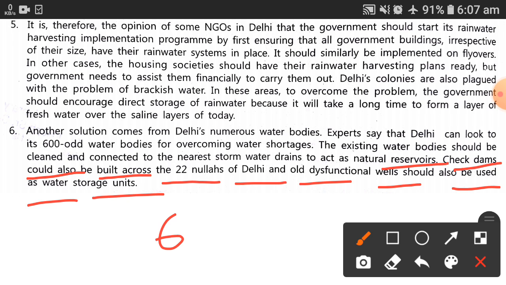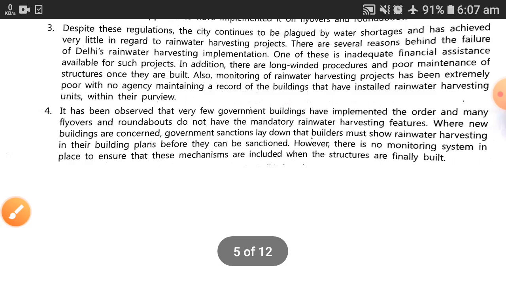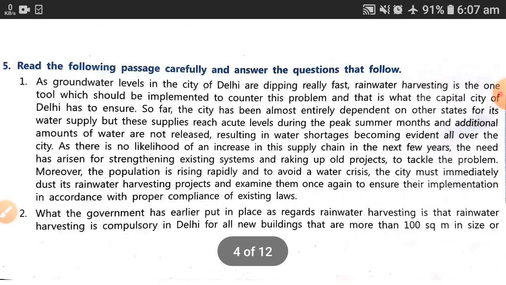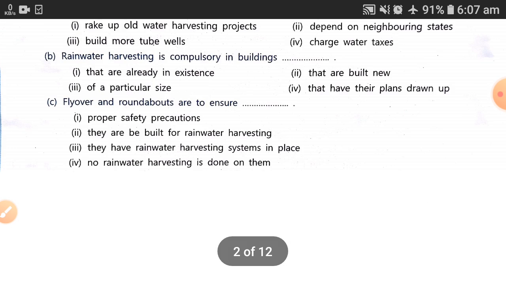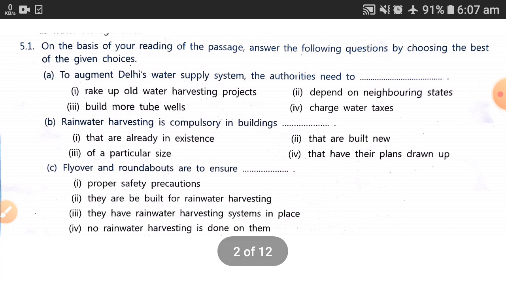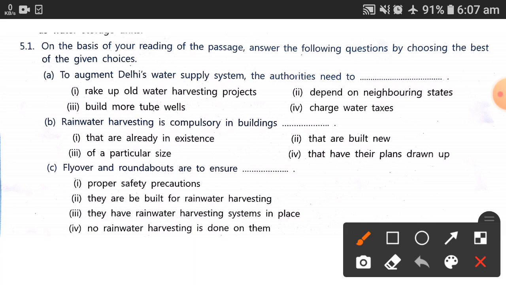So this is your paragraph number 6. This is the last paragraph. Hope you all have read all these 6 paragraphs carefully. Now it's time to deal with the questions which I have just told you above this passage. So here are your questions. Hope you all have already noted these questions in your practice notebook. Now it's time to attempt these questions.